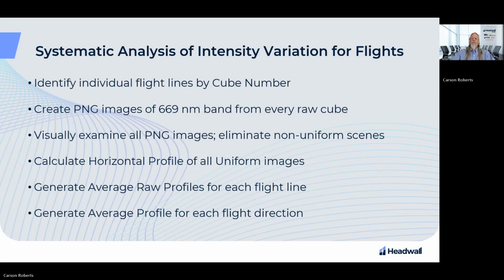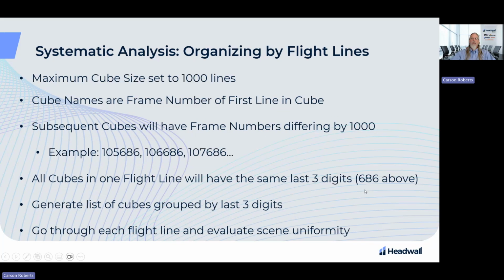So what I want to do is, first off, as I just said, I'm going to figure out what the flight lines are by the cube numbers, and then create these monochromatic images at 669 nanometers. That's in the red. That's one of our standard RGB values that we use in the spectral view. Examine all these, and this part here is subjective, and try and find uniform scenes. I'll talk about what that means, and then calculate the horizontal profile of each of the uniform images, generate an average profile for each flight line, and then group the flight lines according to flight direction and generate average profiles for those. How do I know this?